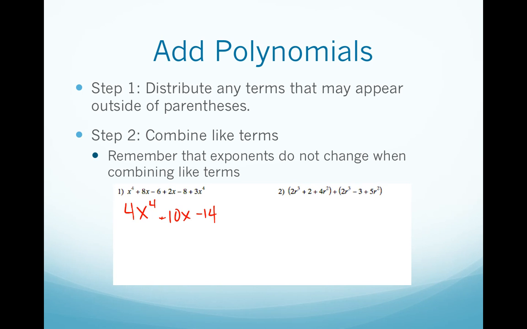Over here, it's the same. You have this plus in between. You will not distribute if you have a plus or minus in between parentheses. So 2r to the third and 2r to the third is just a 4r to the third. We then have a 4r squared and 5r squared, so that'll be a 9r squared. And a 2 and a -3, that'll be a minus 1.